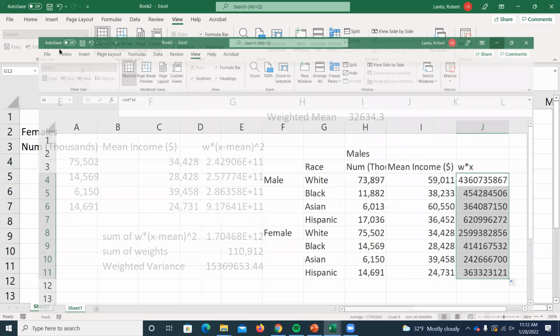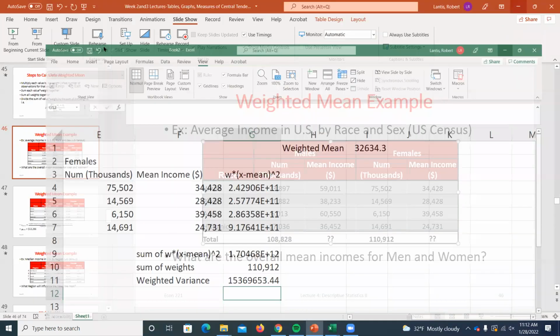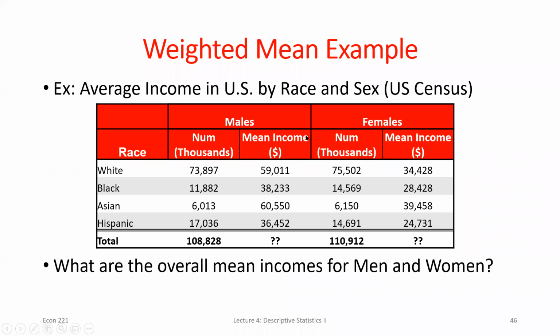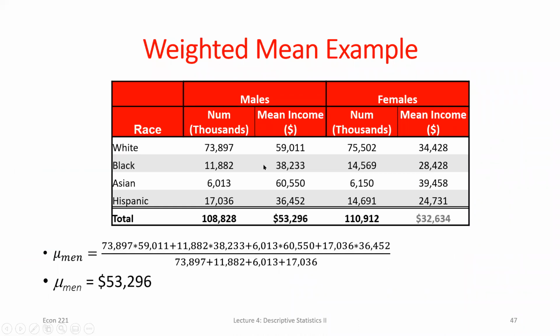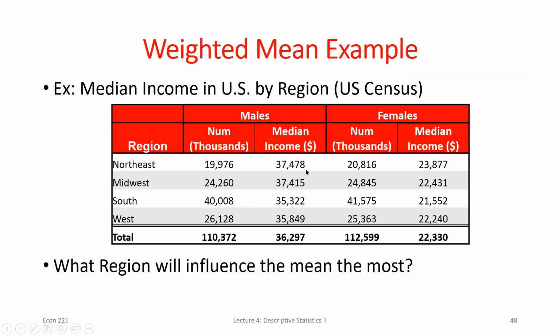Any other questions at this point? Oops, hold on. Get rid of all that. There we go. Okay, so we've got our two weighted means. I could also do this by region. That's another way you can request the data. So if I'm looking at either male or female income, which region is going to influence my weighted mean the most? Yeah, the one that has the highest number of observations in it, the South, about 40,000, 41,000 for females. So those would be the two categories that carry the most weight.